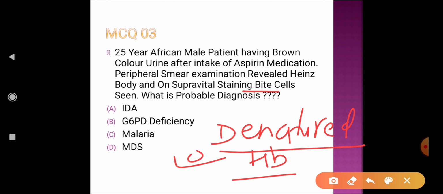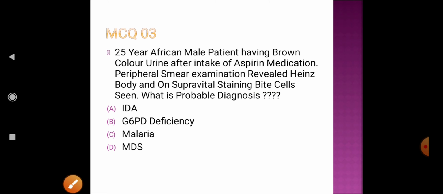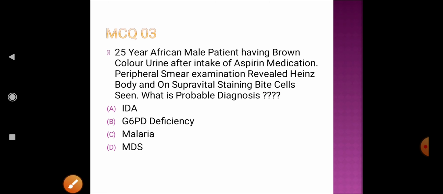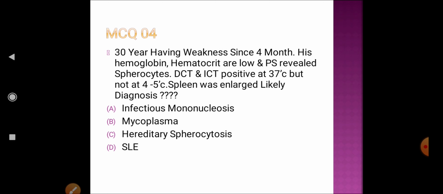so it will appear like a bite cell. This is your RBC, and this particular portion appears bitten, so it is known as a bite cell. And whenever you see the bite cell and the Heinz body, the straightforward diagnosis is G6PD deficiency. So your answer will be G6PD deficiency.